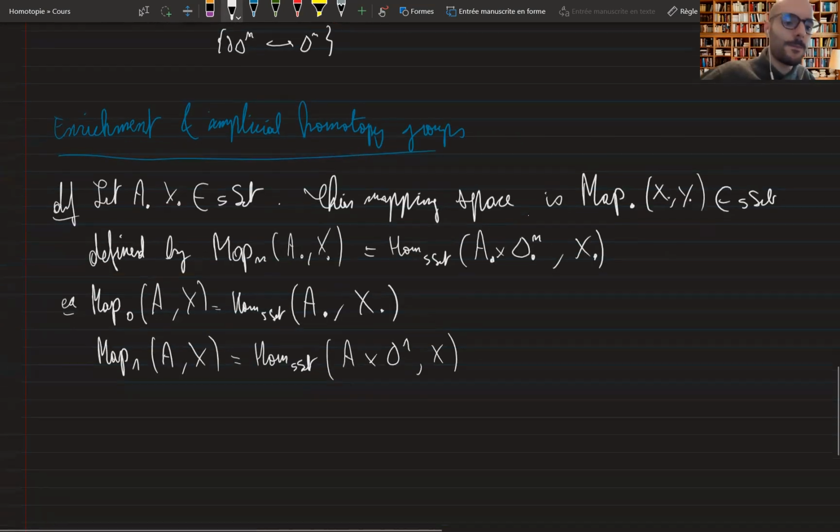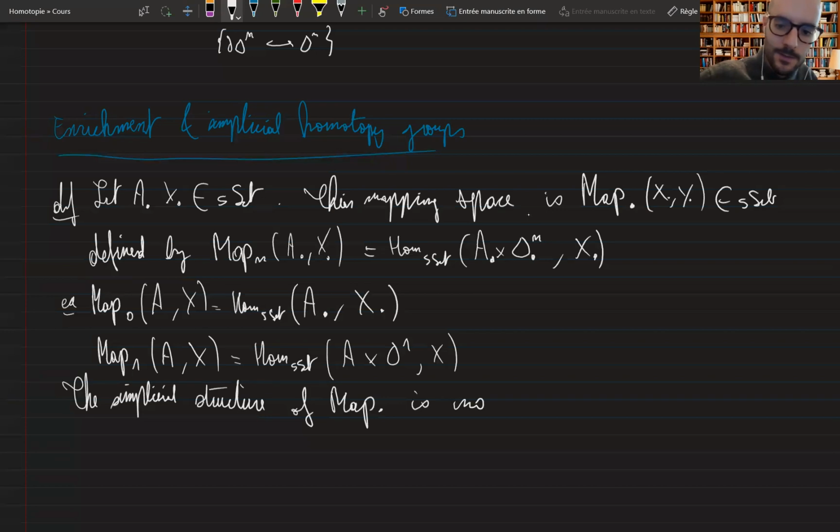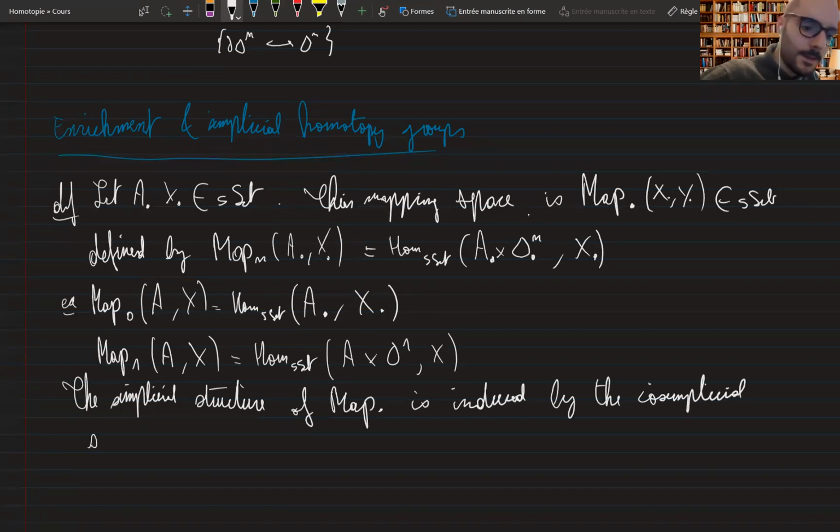All right? And so the simplicial structure of map is induced by the co-simplicial structure of delta bullet, right? This is a co-simplicial simplicial set.